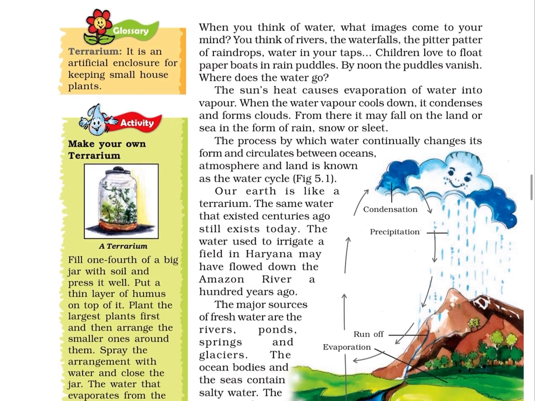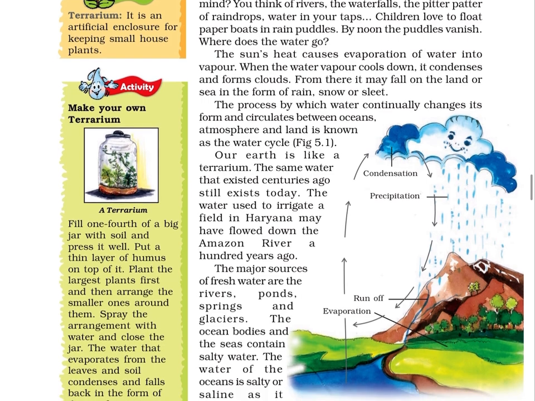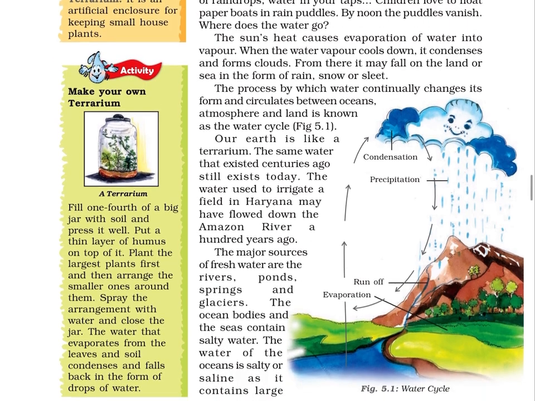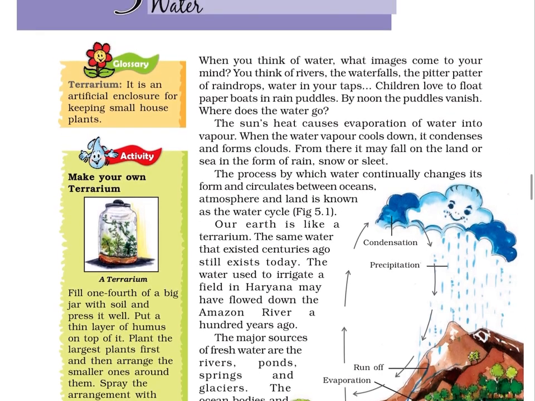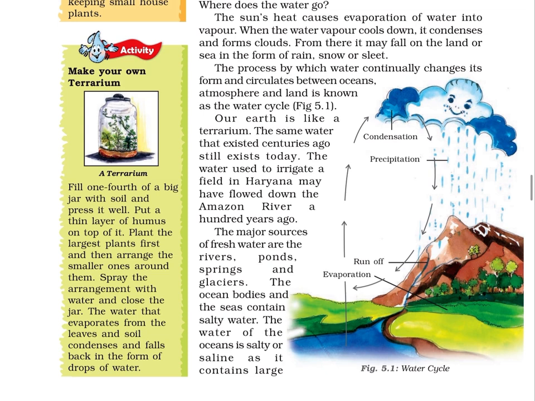Also on the left side of the page, we have glossary. The word is terrarium. It is an artificial enclosure for keeping small house plants. Also, there is an activity. Make your own terrarium. We have a small picture of a terrarium.